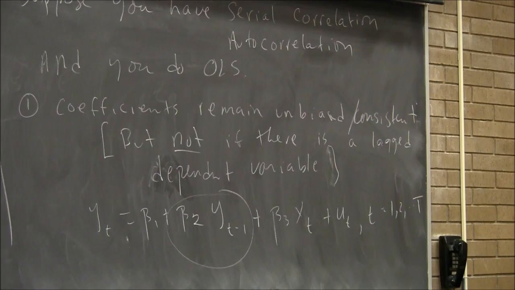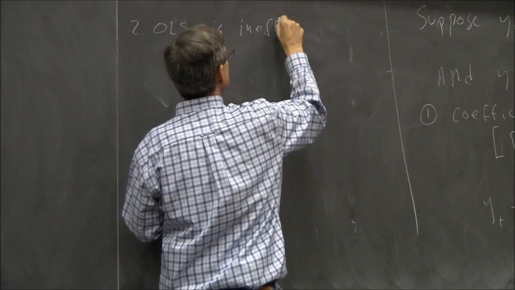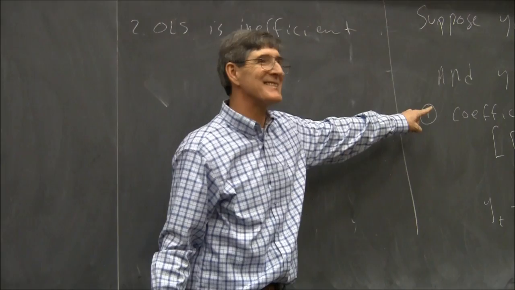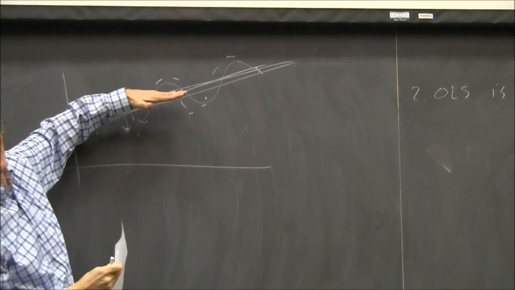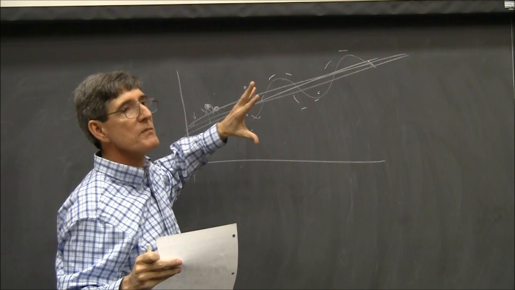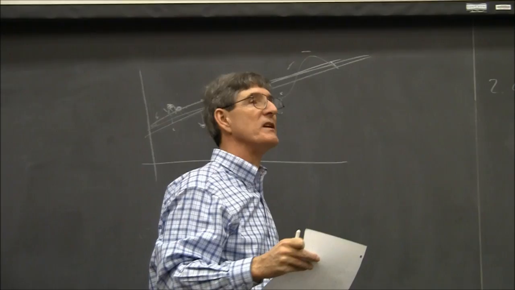Two, OLS is inefficient in all senses, period. Even when it's unbiased, this is like heteroscedasticity, it's inefficient. So you're going to get the right center here. You'll hit the right average. So the coefficients are fine in terms of they're not biased or inconsistent, but they are inefficient. The variance in general will be too small.